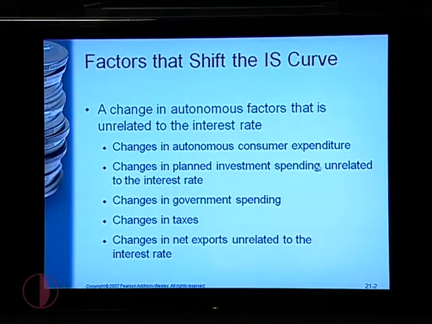Okay, we are here to continue with chapter 21, monetary and fiscal policy in the ISLM model. Factors that shift the IS curve: a change in autonomous consumer expenditure, a change in planned investment, a change in government spending, a change in taxes, a change in net exports, or factors unrelated to the interest rate.